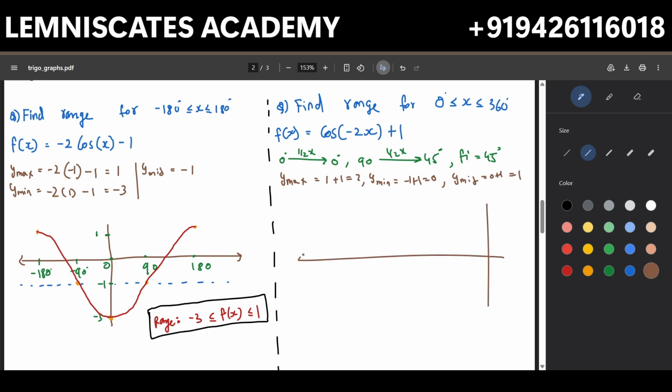So if I have to plot the graph, it will be going from 0 to 2, and the middle value is at 1.